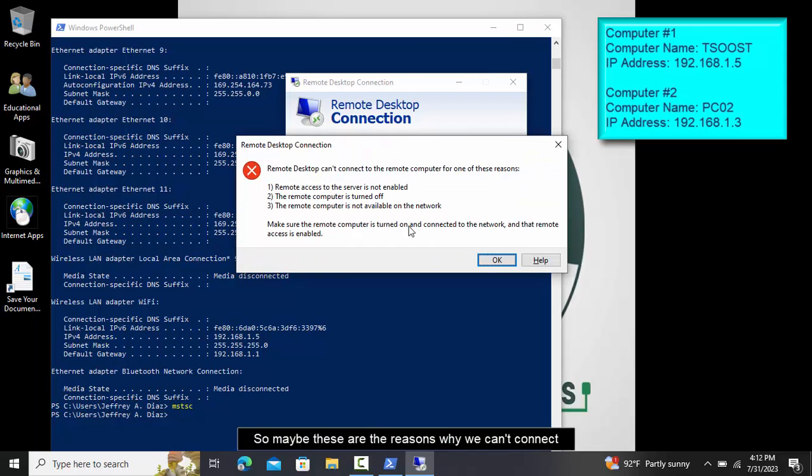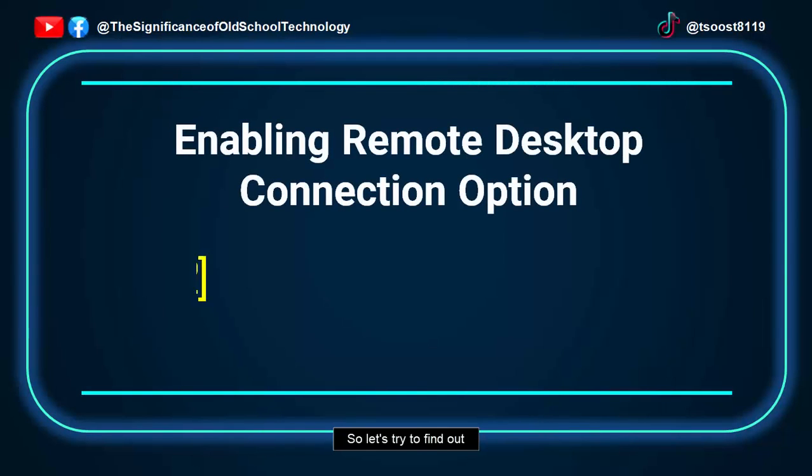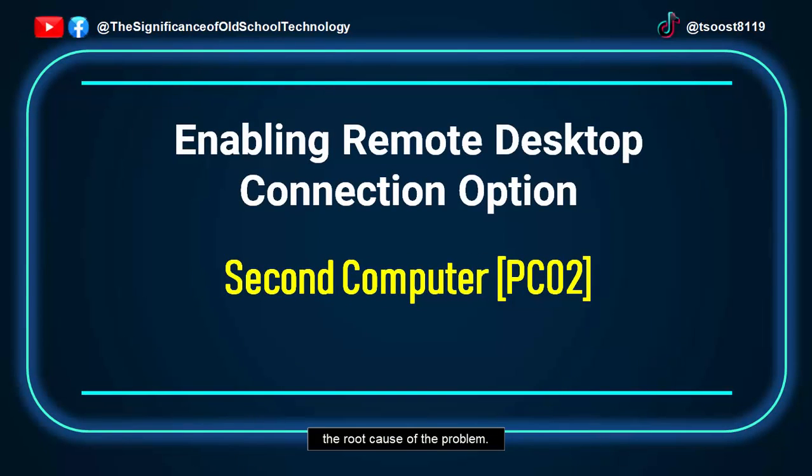So maybe these are the reasons why we can't connect to the remote computer. Remote access to the server is not enabled. The remote computer is turned off. The remote computer is not available on the network. What do you think is the reason behind that? So let's try to find out the root cause of the problem.